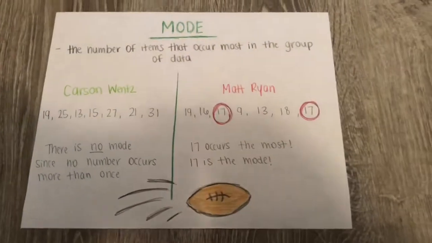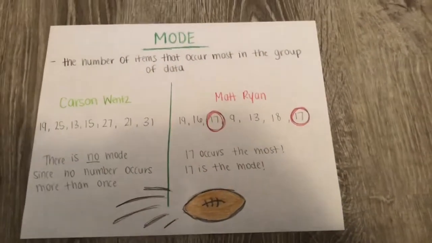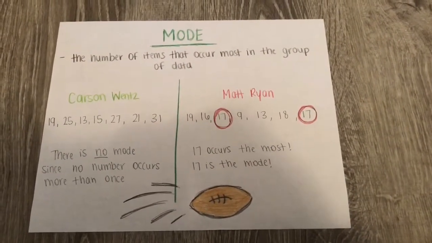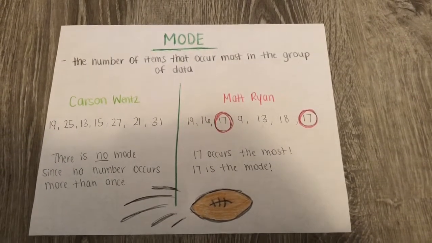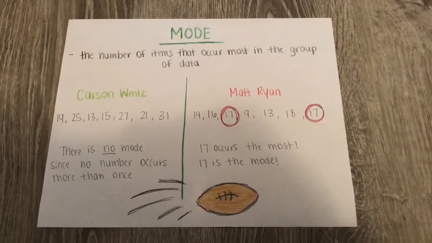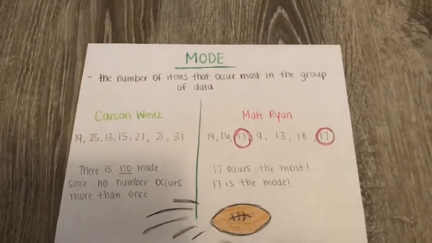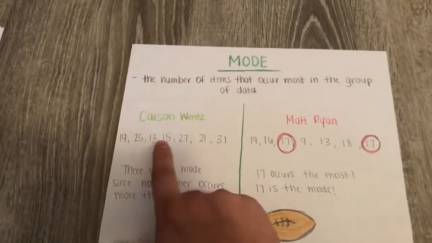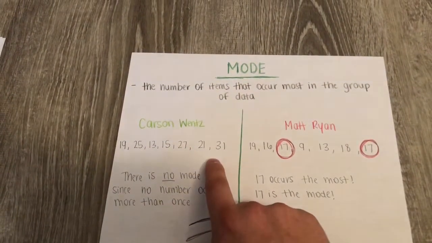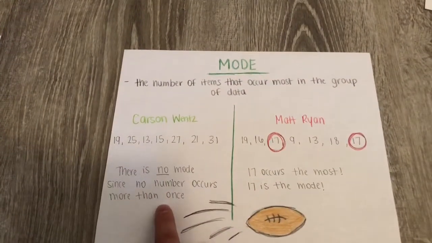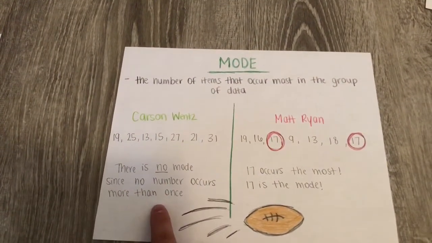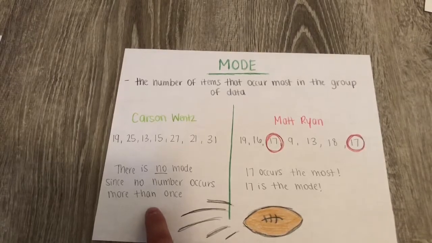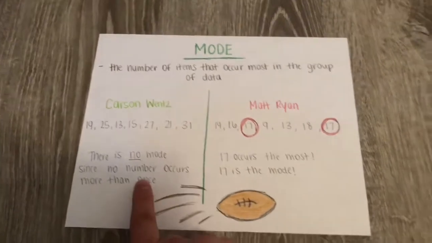Lastly, let's look at the mode. So the mode is the number of items that occurs most in the group of data. So when I think of mode, I think of most. Okay? When we look at Carson Wentz's scores, they're all different. So that means he does not have a mode since all the numbers occur exactly the same amount of time, which is no more than once.